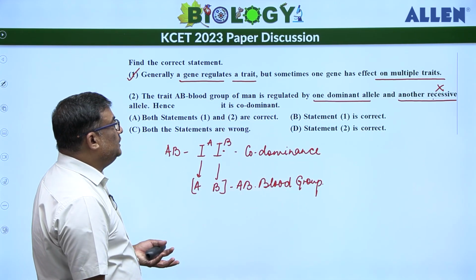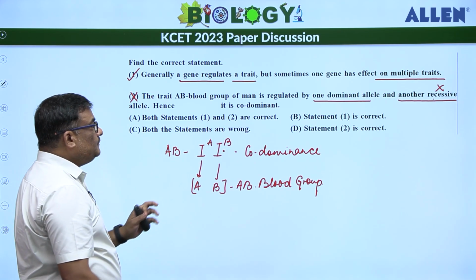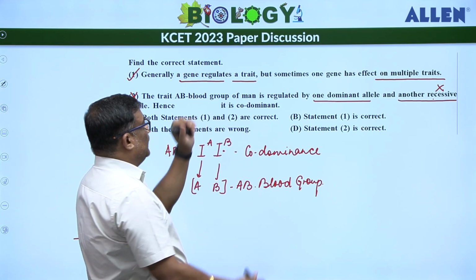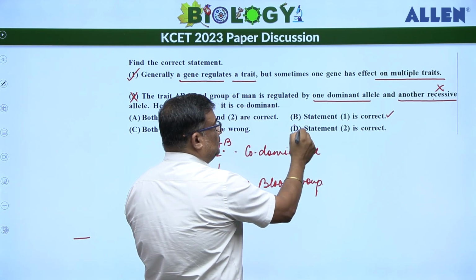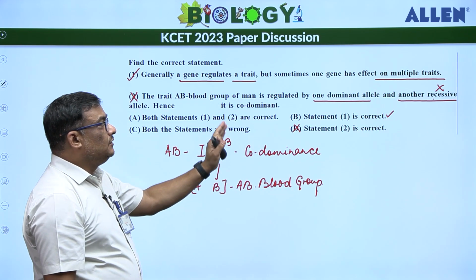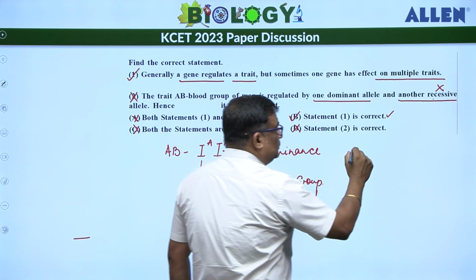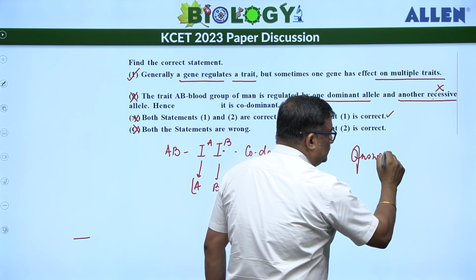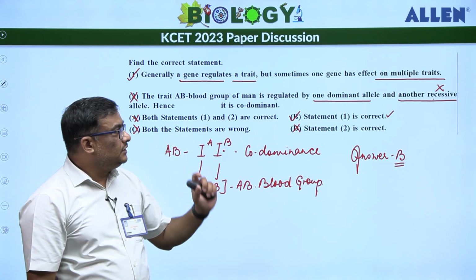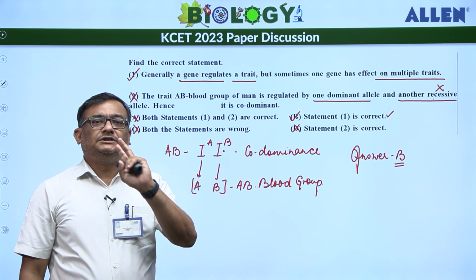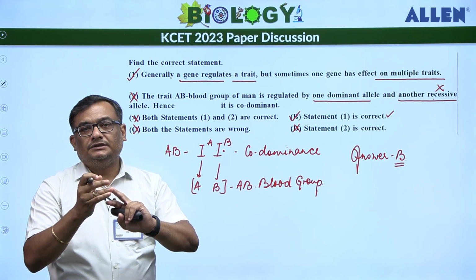Now, look at the options available. Both statements are correct? No, this statement goes wrong. Statement 1 is correct. Fine. Seems to be correct. Don't conclude. Statement 2 is correct? No, ruled out. Both statements are wrong? No. So you are left with only one option, that is answer B. So your answer is B. I hope you people must have understood what I am trying to say. ABO blood group basically represents two things. One is multiple allelism and the second one is codominance.